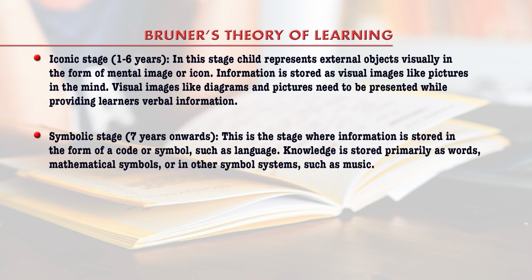Then there is a third stage, and this third stage is known as the symbolic stage. Now, this is considered 7 years onwards. So, once a child reaches 7 years and onwards, he or she comes to this stage. And this is a stage where information is stored in the form of a code or symbol such as language. So, the moment somebody tells me, do you know what is a mango? The moment he says M-A-N-G-O, mango, all visuals, everything is there in my mind. So, knowledge is stored primarily as words.